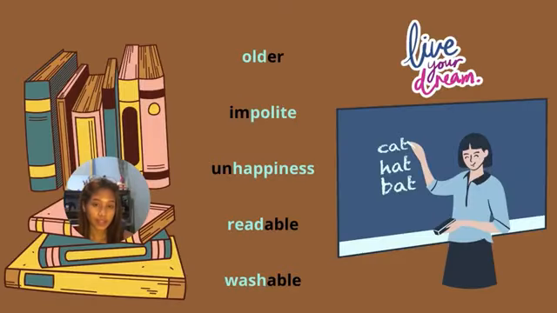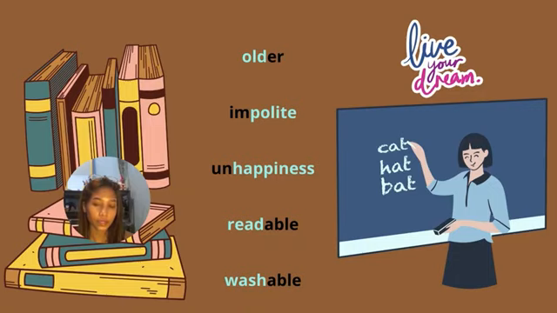Now we have here 5 examples. First, older. The root word is old. The suffix is er. When we combine these two, we can form the word older. Second, polite. The prefix is im, impolite. Now third, the root word is happiness. The prefix is un. Now we're gonna have unhappiness.